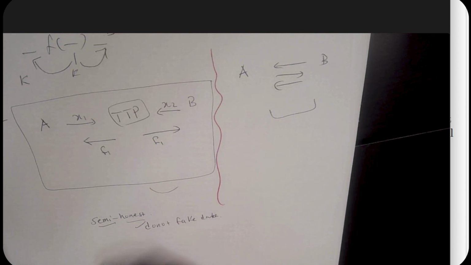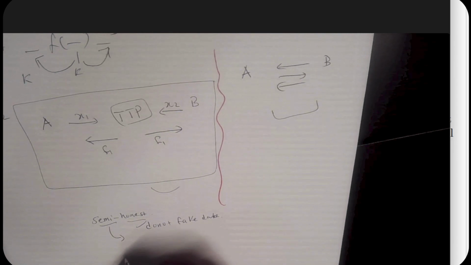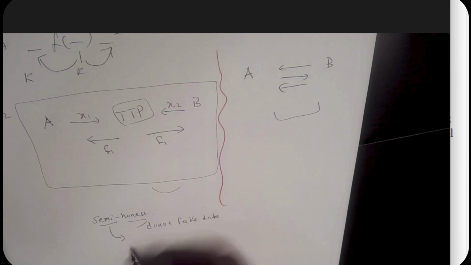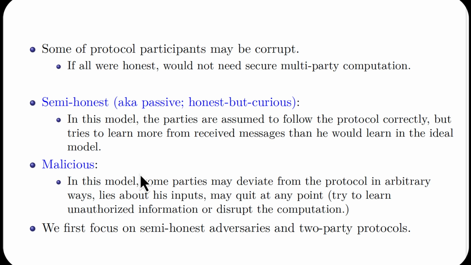But not 100% honest. Why? Because in this case, you try to get the other party's private input. That's why I said it is going to try to violate the privacy. Malicious is clear, right? Those are the ones who do all they can to cheat, lie, and stop in the middle of the message exchange. They're not going to finish the protocol, and at the same time they try to get your private input. That's the goal here. What we're going to do right now is focus on the semi-honest, and after that we'll talk about the malicious.